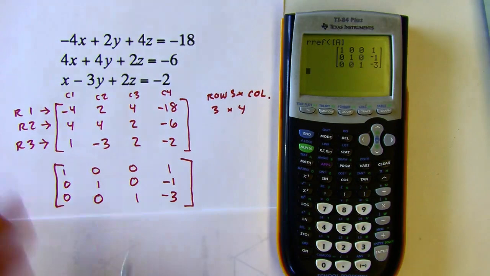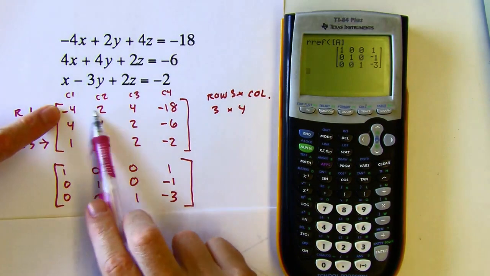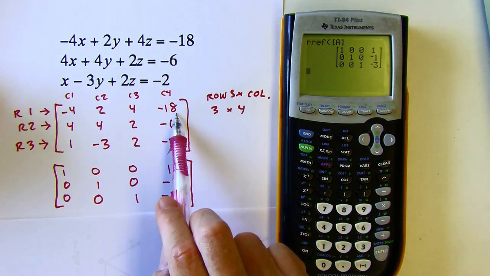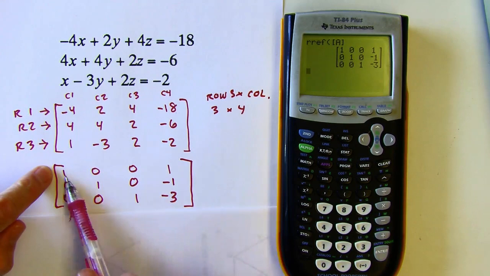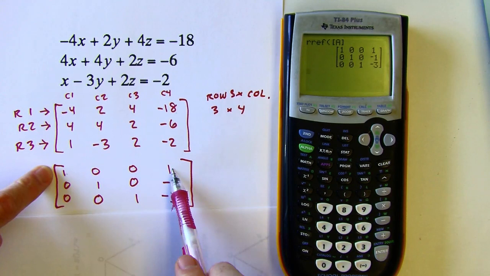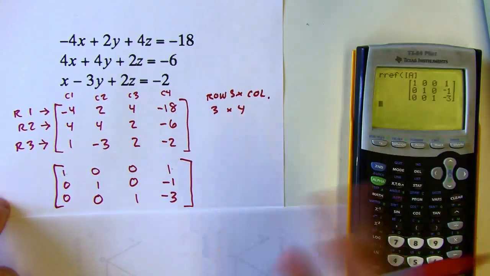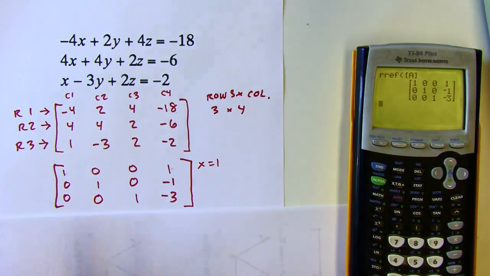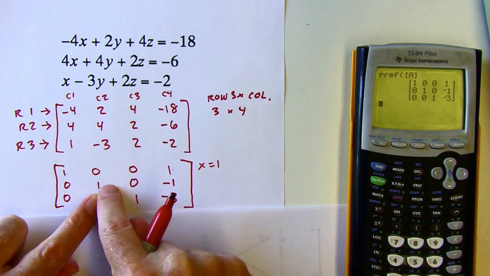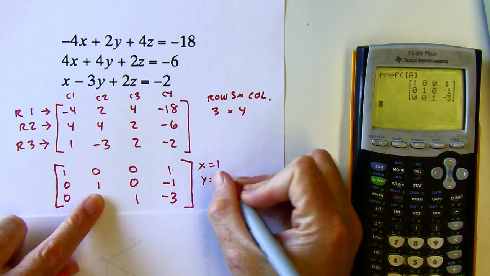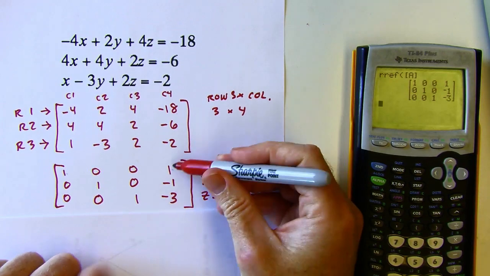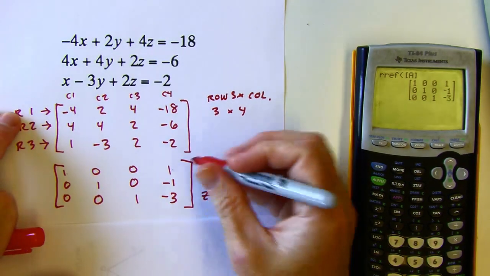Okay, so think about what the top row of my original matrix means. This is negative 4x plus 2y plus 4z equals negative 18. So if I look at the top row here, this is 1x plus 0y plus 0z equals 1. So really 1x equals 1. That means x equals 1. So this top row is really telling me that x equals 1. Okay? Same kind of thing in the second row, 0x plus 1y plus 0z equals negative 1. So y equals negative 1. Okay, and then 1z equals negative 3, so z equals negative 3. So this last column is really your x, y, and z values in order from top to bottom.